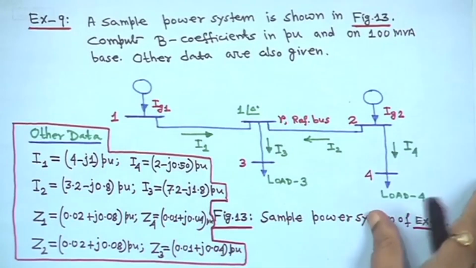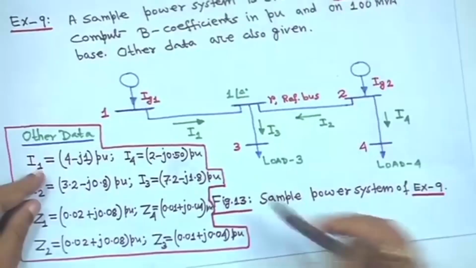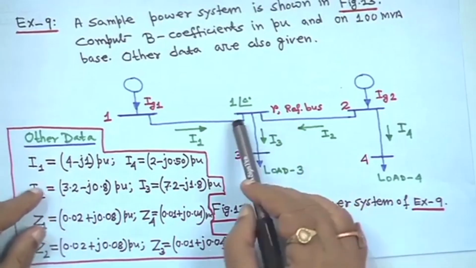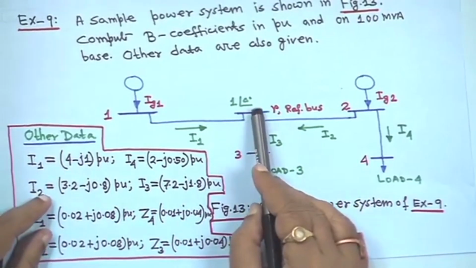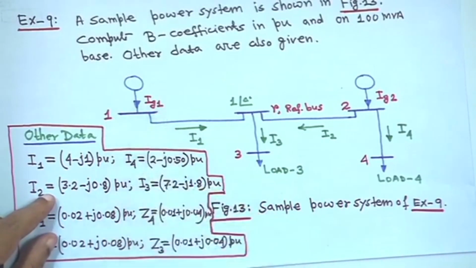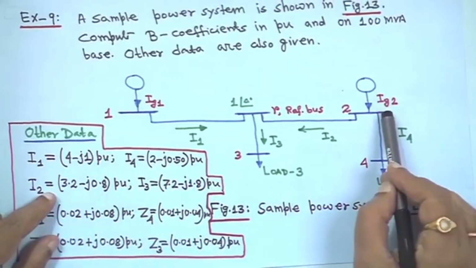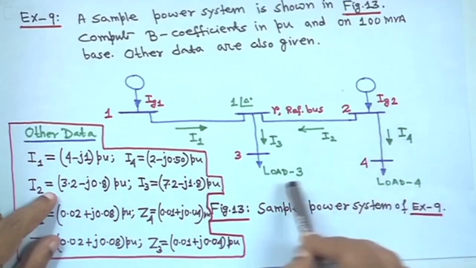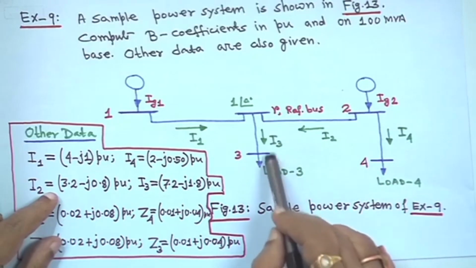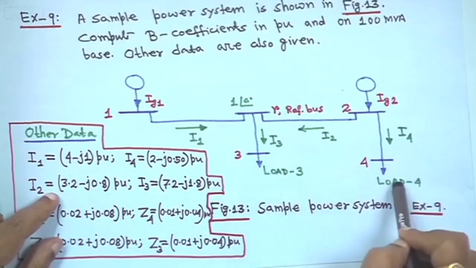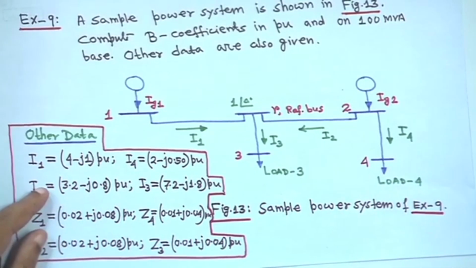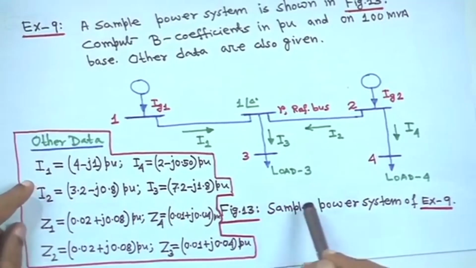This network is given, and in this network this bus is taken, for example, as the reference bus, with voltage 1 angle 0. This is bus 1, the current from this generator is Ig1, and this is bus 2, the current from this generator is Ig2. Bus 3 and bus 4 are load buses. The current going to this load is I3 and the current going to load 4 is I4. Now, you need some data.